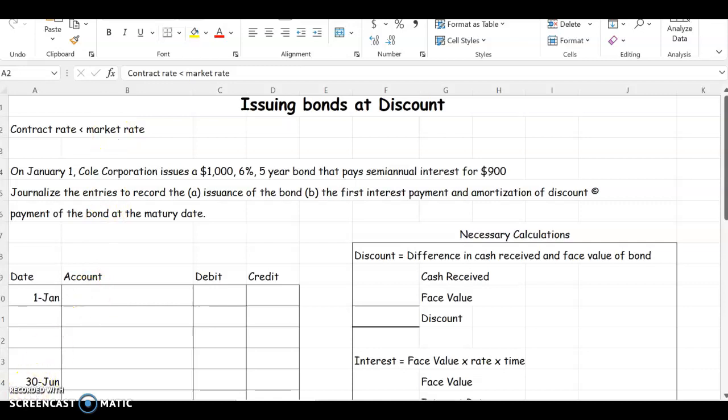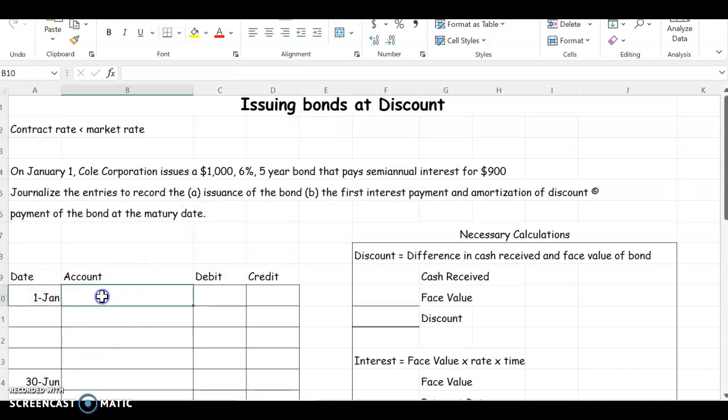Okay, on January 1st, Coal Corporation issues a $1,000 6% 5-year bond that pays semi-annual interest for $900. Journalize the entries to record the issuance of the bond, the first interest payment, and amortization of the discount at payment, and the payment of the bond at the maturity date. Because we are issuing the bond at $900, we're only getting $900 for the $1,000 bond.